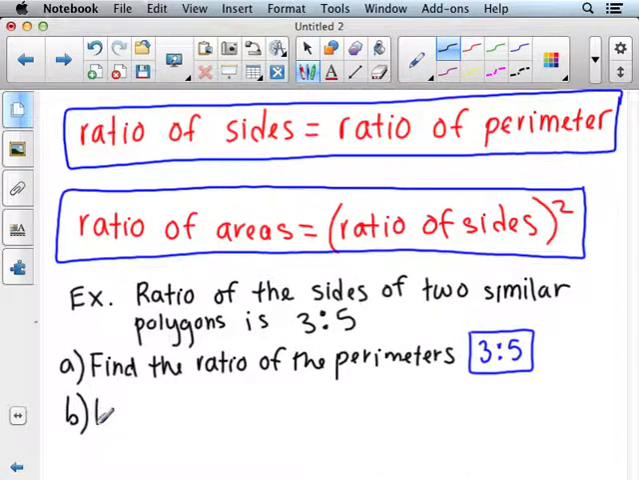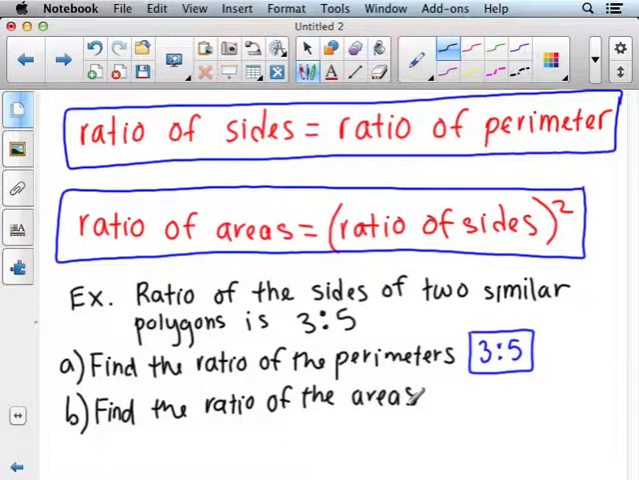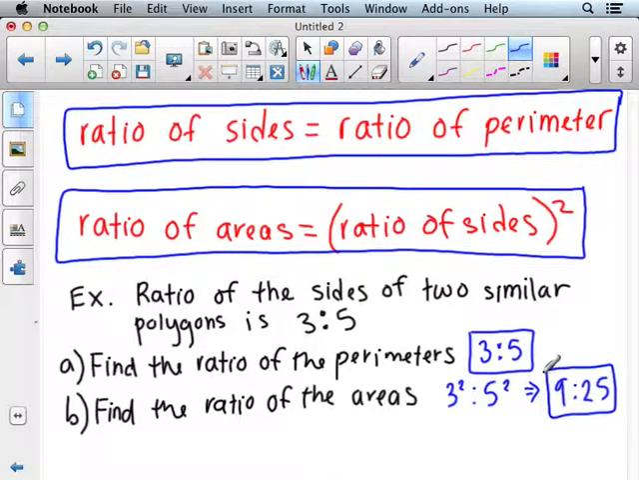Question B. Find the ratio of the areas. Well, again, I don't need to know anything about what these shapes look like. I automatically know that the ratio of the areas is just the ratio of the sides squared. So I know it's going to be 3 squared to 5 squared, which is the same thing as 9 to 25. And I can't simplify that, so I leave it alone.